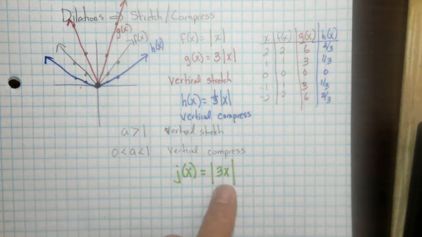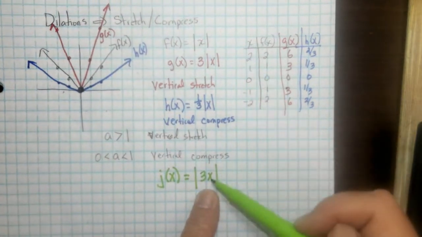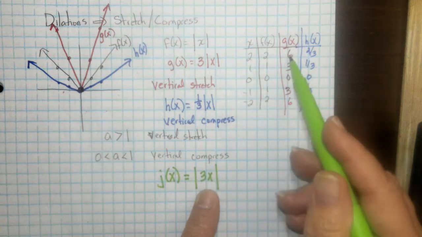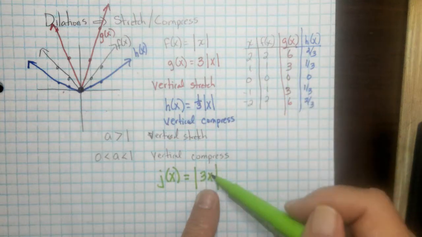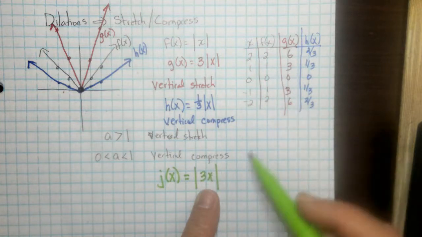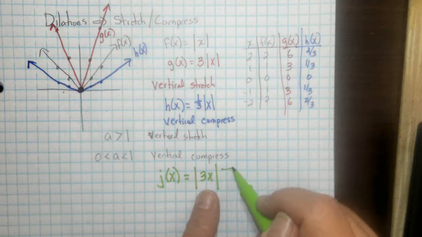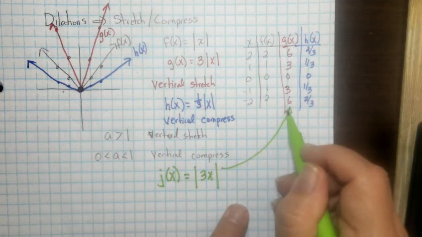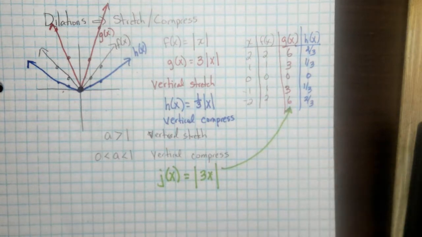Well, let me look at my x's here. I plug in a 2. 3 times 2 is 6. I get out a 6. I plug in a 1. 3 times 1 is 3. 0, 3, 6. Do you see that this j of x is going to actually come out the same as the g of x? Now, that doesn't happen with all functions, but it's just because of the absolute value one.